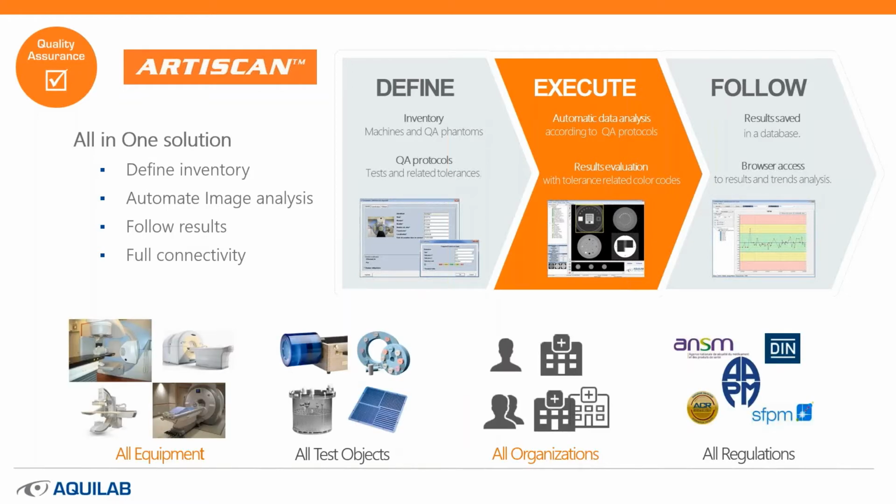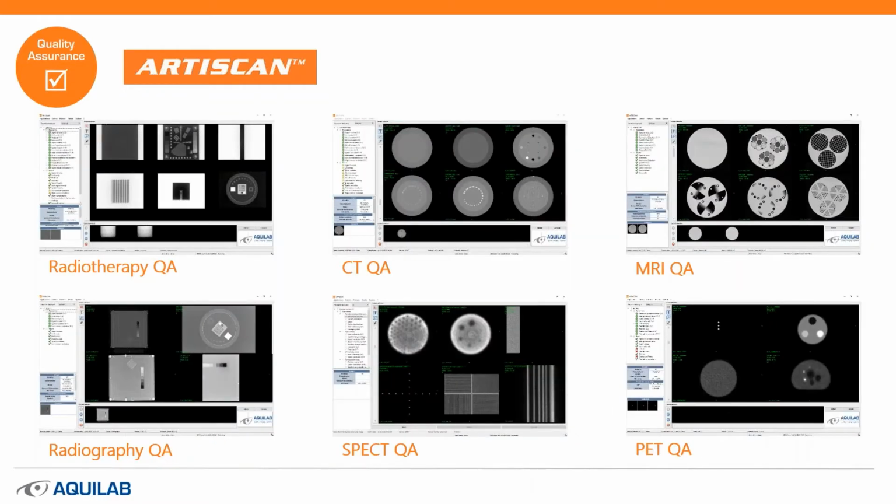The solution is designed to be adapted to all equipment and all test objects used in different organizations, and analyses are based on major international guidelines. Today, the solution permits automating machine QA in radiation oncology, but also in radiology and nuclear medicine. It permits to have a centralized solution to manage QA of the entire hospital.